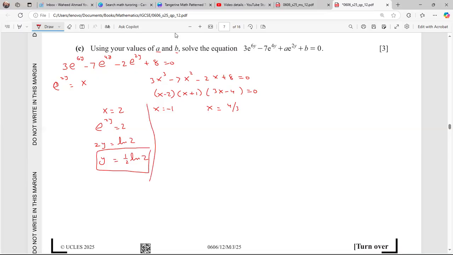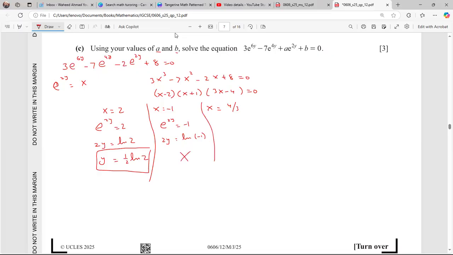For this part, if e to the power 2y is equal to minus 1, then 2y is equal to log of minus 1. Now, log of minus 1 does not exist. There is no real number whose log is minus 1, so there is no solution.